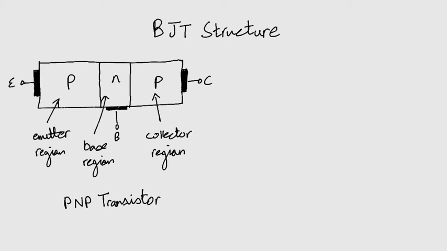A dual also exists called the PNP transistor, where the emitter region is now P-type, base is N-type, and the collector region is also P-type.